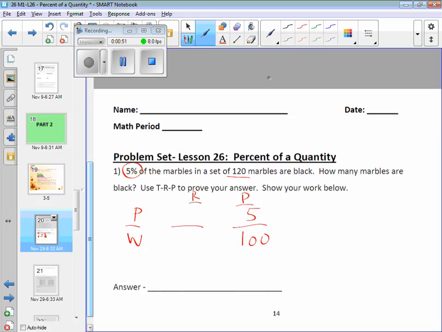Meals. Whole. How did you know it's whole? Is it set up? Yeah, look for those keywords. Set of, whole thing, whole class, whole bag, 120.